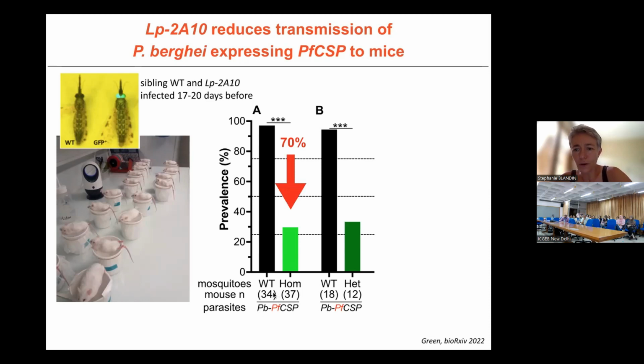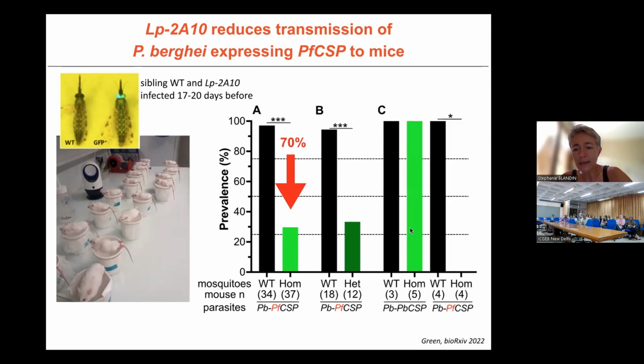And I just show you a control here. It's actually Plasmodium berghei that we work with, but we've inserted in its genome the P. falciparum CSP so that we can infect mice. Otherwise, it's very difficult to do this experiment. And if the Plasmodium berghei CSP is not replaced, in this case, the mice that are bitten by wild-type mosquitoes or by mosquitoes homozygously expressing the 2A10 antibody are just transmitting the same way. So it's very specific to the P. falciparum CSP.